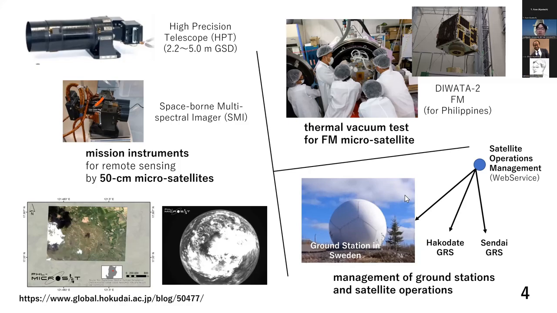We have lots of experience with ground stations and satellite operations, as well as satellite development. Hokkaido University has a ground receiving station in Sweden, in addition to Hakodate, which also belongs to Hokkaido University. And Sendai GRS is owned by Tohoku University. All the ground stations are managed by a satellite management system. This is a web service system. They have different hardware and operation procedures, but we can use and schedule the operations seamlessly through this web service system.